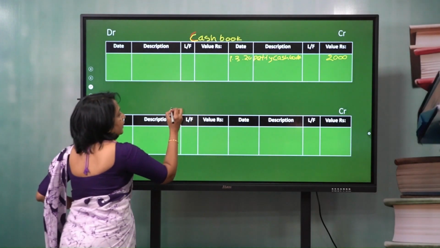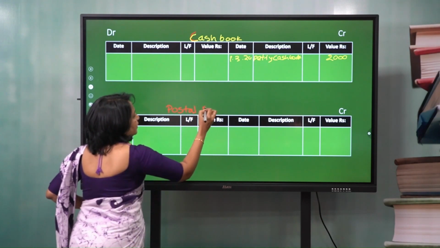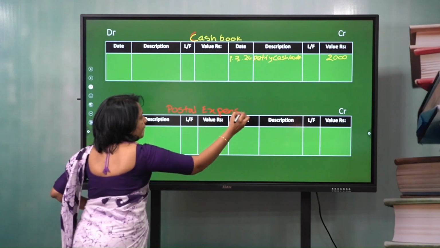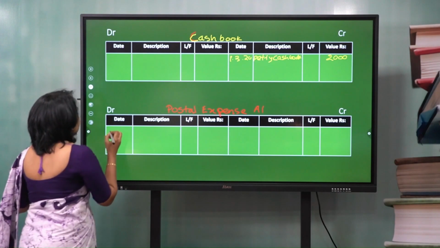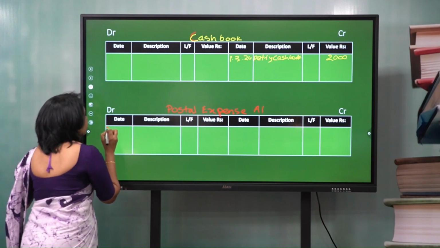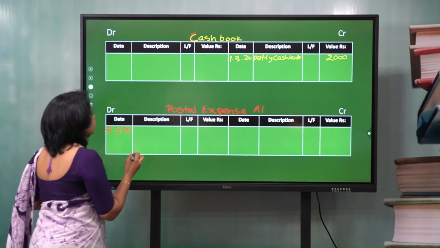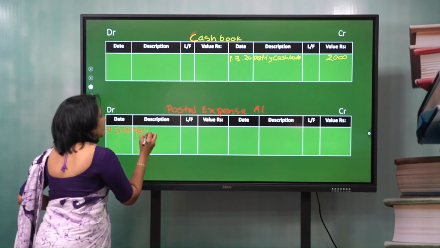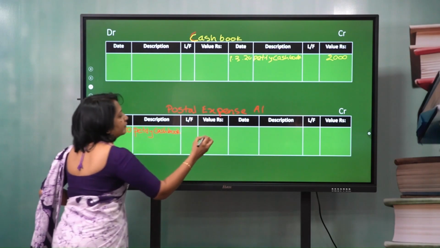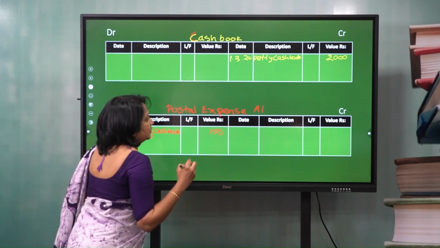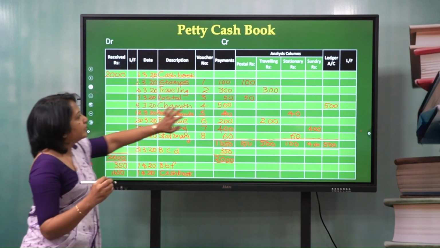So we have to name this account as postal expense account, and we should write that on the debit side. The date will be, normally we write the last date of the month, that is 31st March 2020, and under the description we have to write petty cash book because we did this from petty cash. The total is 150. That is how we record expenses. You know this now.